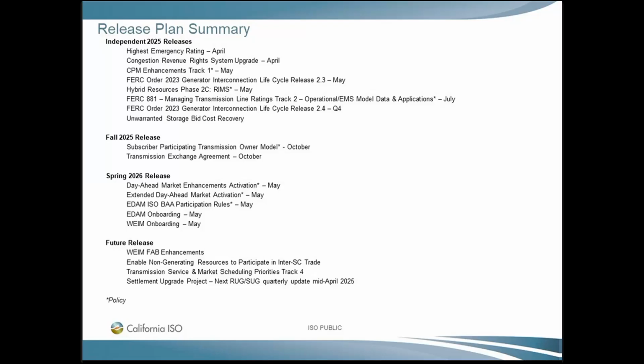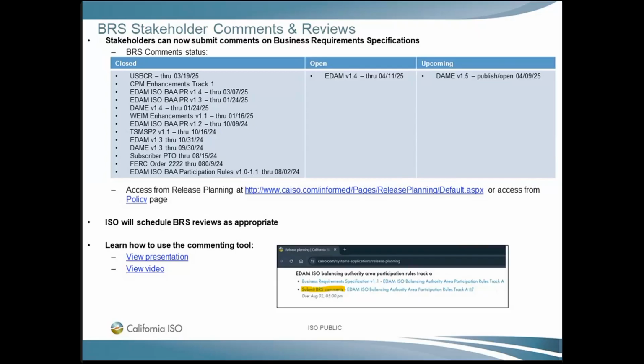You'll see that for the last item, the settlement upgrade project, I've queued up the next quarterly update mid-April. We have our next release user group in 2 weeks, and I'll aim to have an update by then if possible. All right, so I'll go ahead and go to the next slide. We have the BRS summary here.